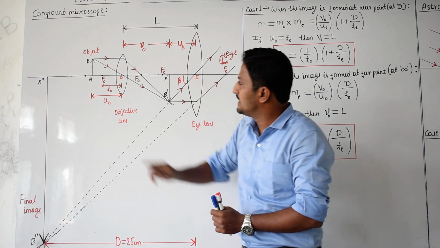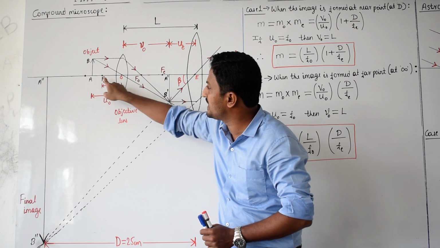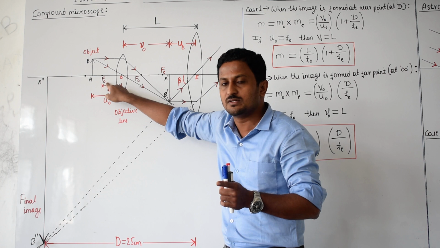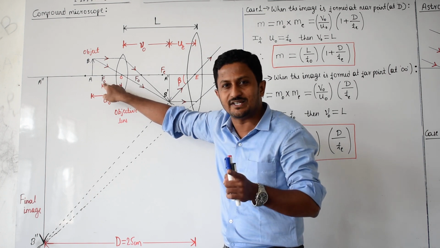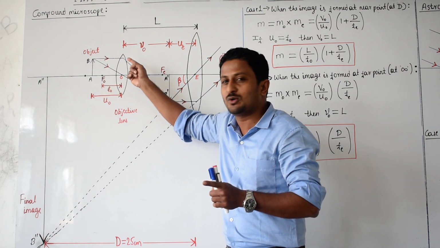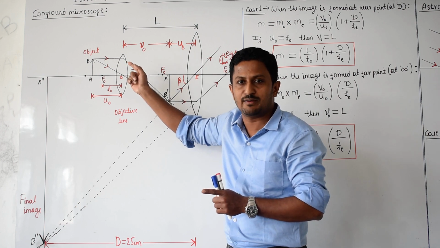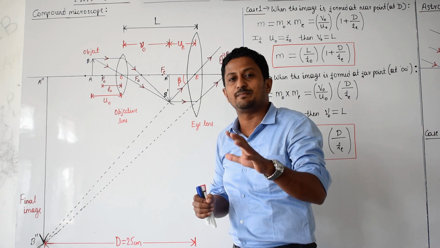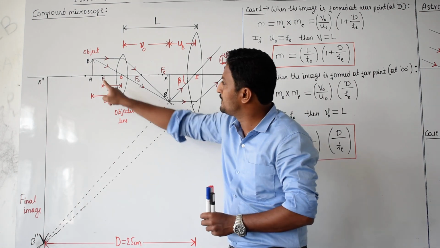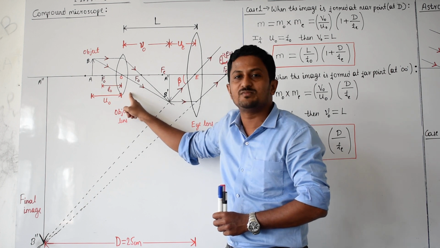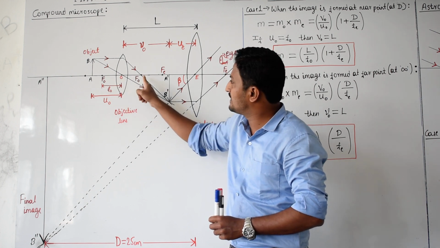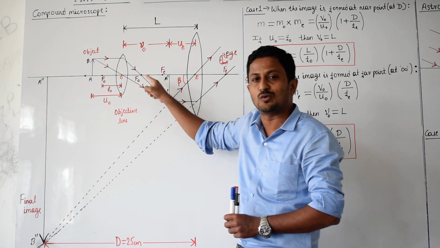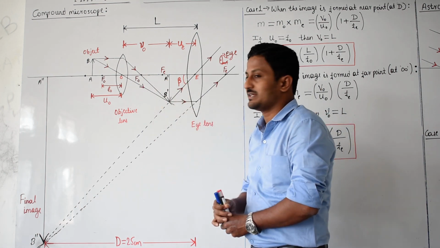Okay. Then here I marked this point as capital F subscript O. Subscript O tells us it belongs to the objective lens. Getting what I mean to say? What does capital F mean? Capital F is the principal focus point of the objective lens. Okay, on this side also capital F subscript O. I mean this is also a principal focus point of the objective lens.